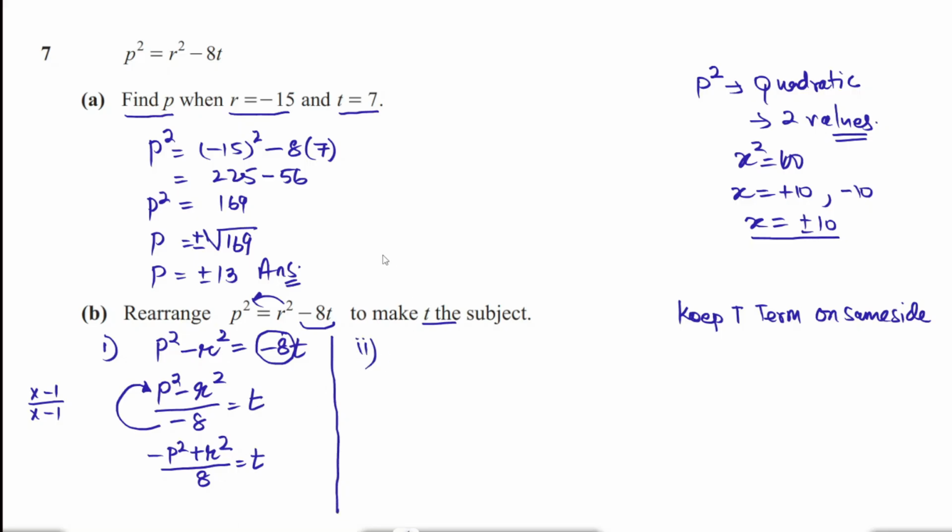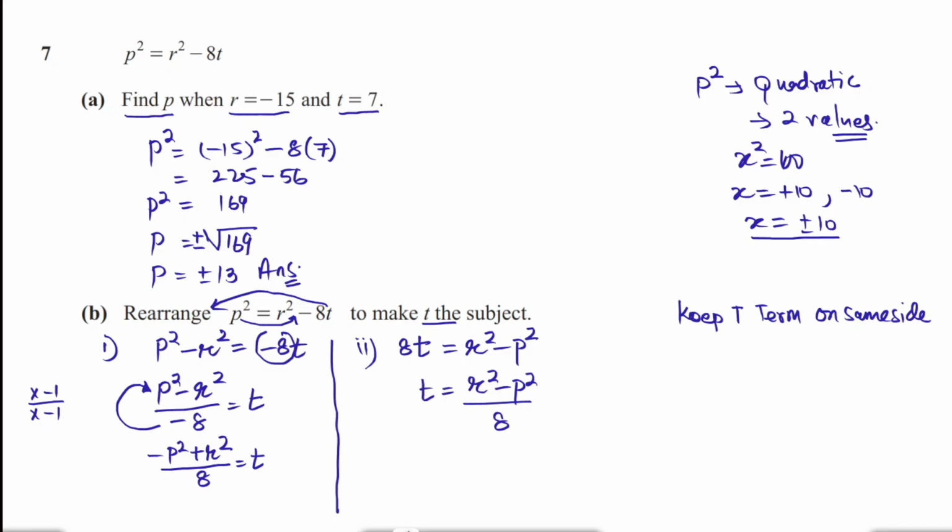And if you want to see the second way, I always prefer the t term to be a positive term. What I'll do is take the minus 8t to the other side, so this is going to be positive, and bring the p square here. You understand? So what I did here is bring that negative 8t here and bring that p square here. So now it has been arranged and the t term is positive. Now r square minus p square by 8, and both answers are the same. You can choose whichever is convenient to you.